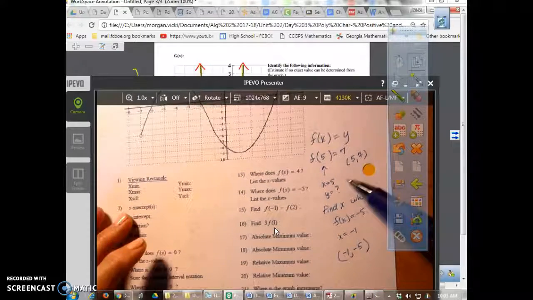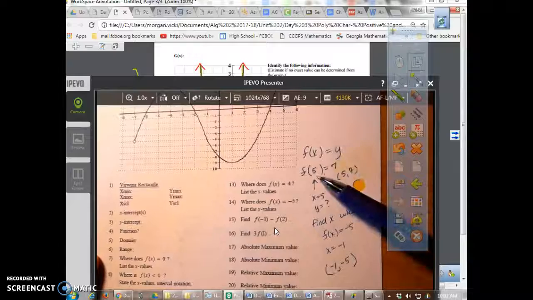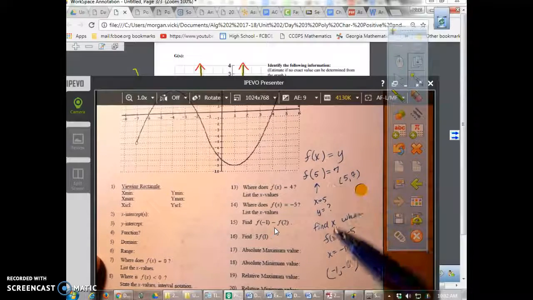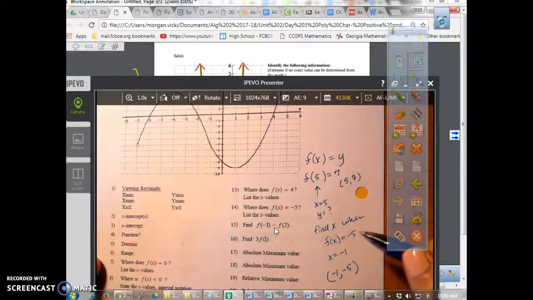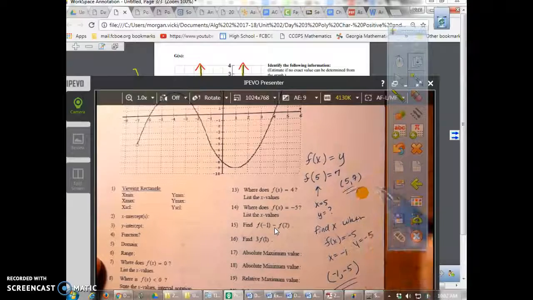So I just want to make sure you realize there's 2 different ways to think about evaluating functions. If you plug in an x of 5, that means you're trying to find the y. Or if they say f of x is a certain number, they're saying y is actually that number. So this is really saying y is -5. And then you would find the x. And then you have a data point either way.